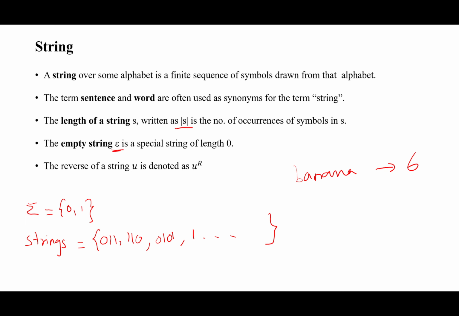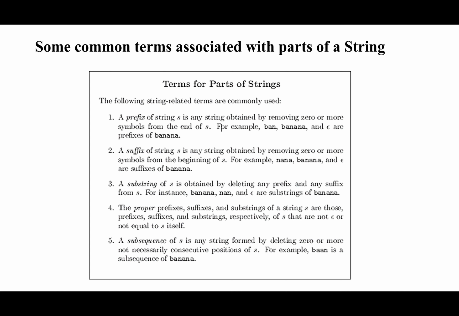Then the reverse of the string. The reverse of the string u is denoted as u power r. So for example, if the u value is ab, then what will be the u r? It is ba. Okay.